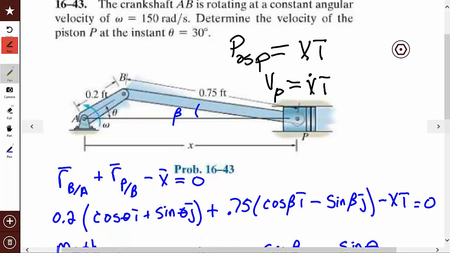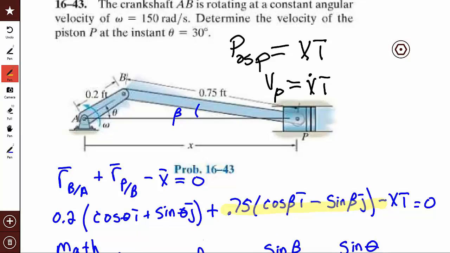Well, where did it go? This piece right here. Whoa, man. Yeah, I agree. Right there. What is that? What are you doing? What's this piece? You're going to the right, 0.75 cosine beta. Right? That gets you up over the piston, right? What does this piece do? It brings you down, right?